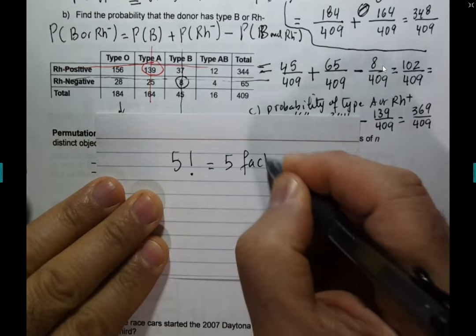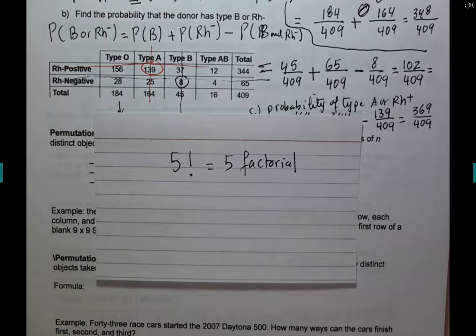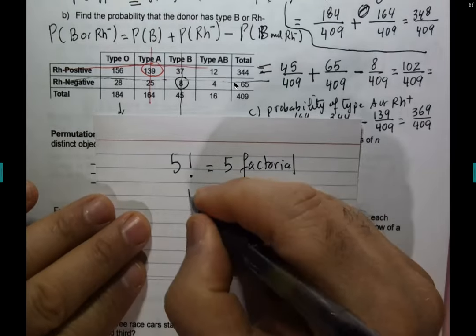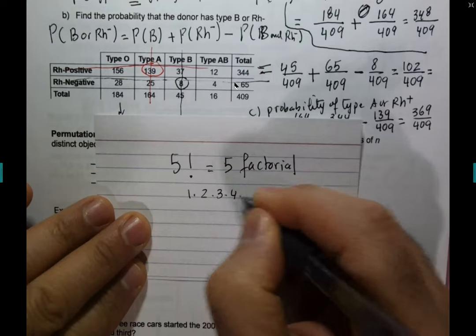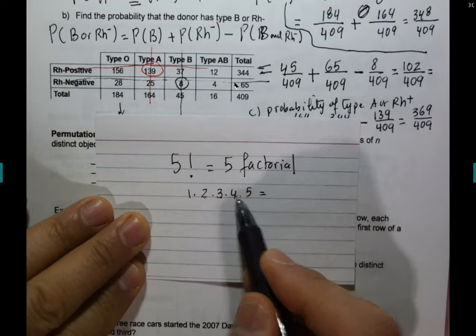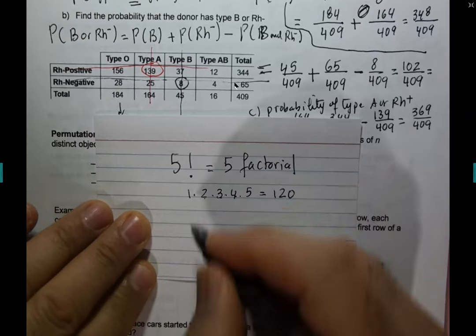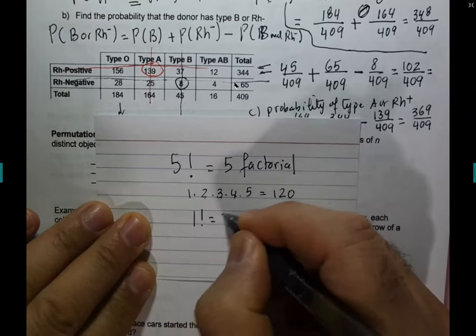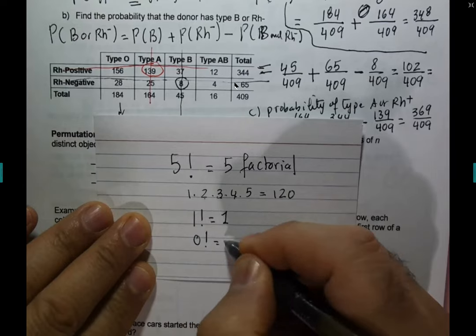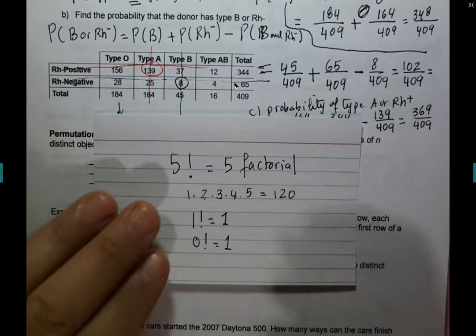We read it like this: 5 factorial. And 5 factorial, guys, means 1 times 2 times 3 times 4 times 5. You're just multiplying. 2 times 3 is 6, times 4 is 24, times 5 is 120. 1 factorial, for your information, turns out to be 1. And 0 factorial is also 1. So if you ever come up with 0 factorial, it is also 1. I'll explain in a little bit why it turns out to be 1.